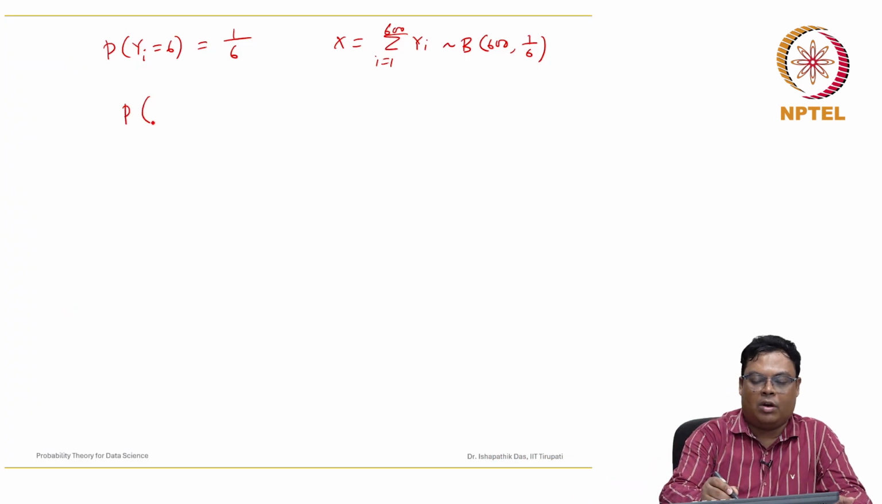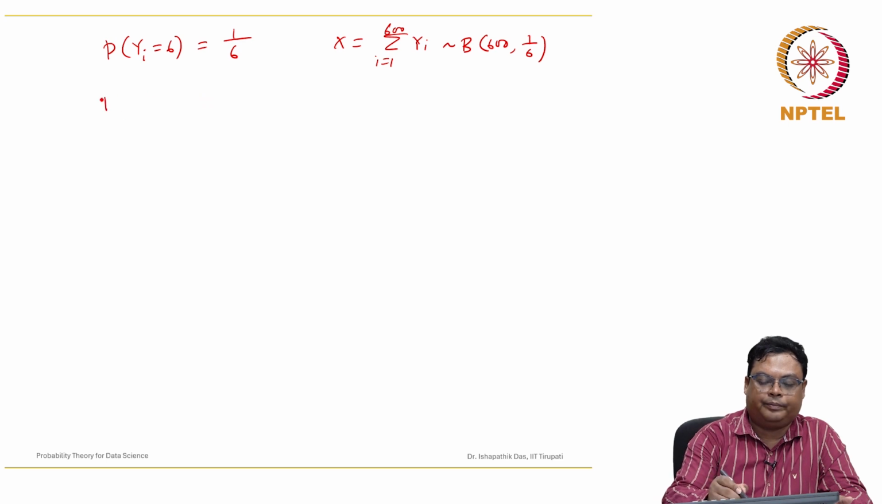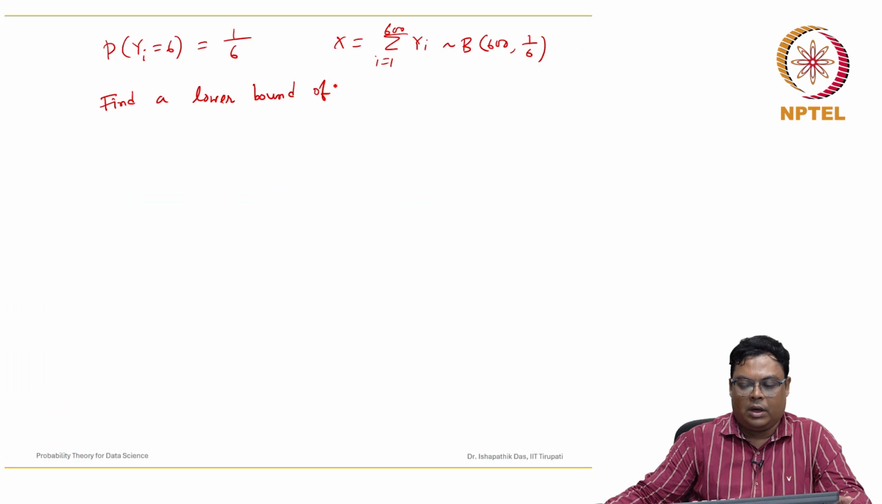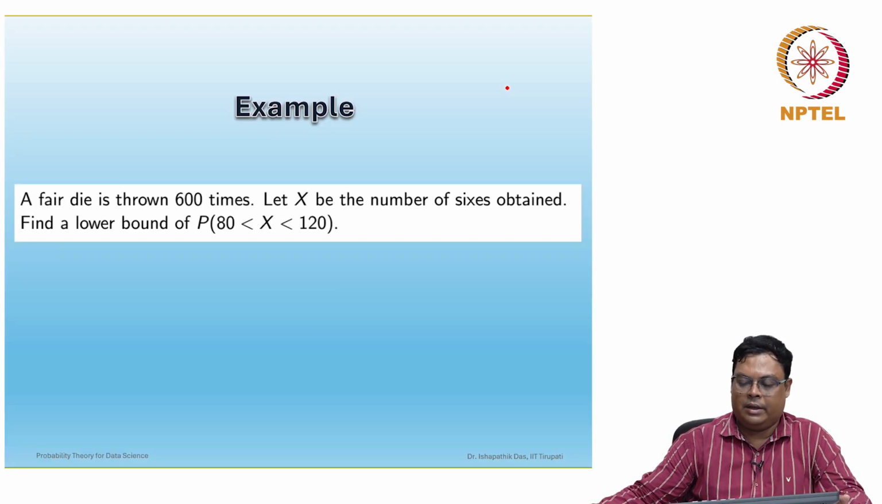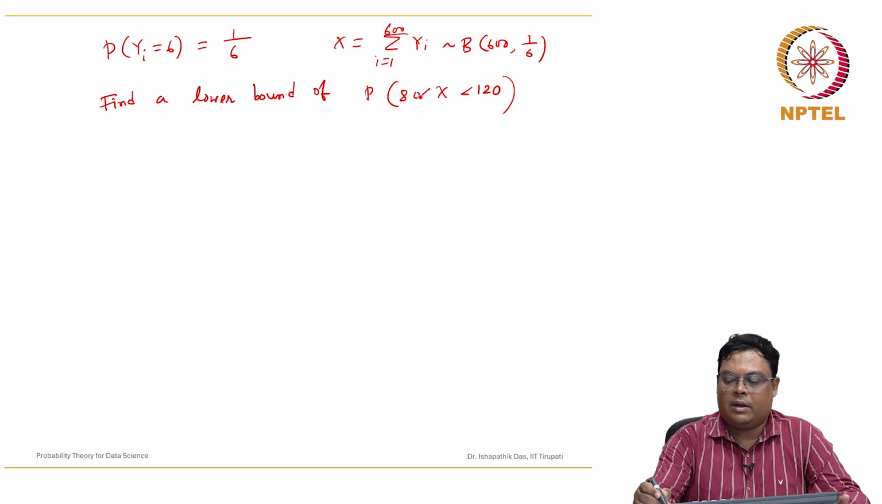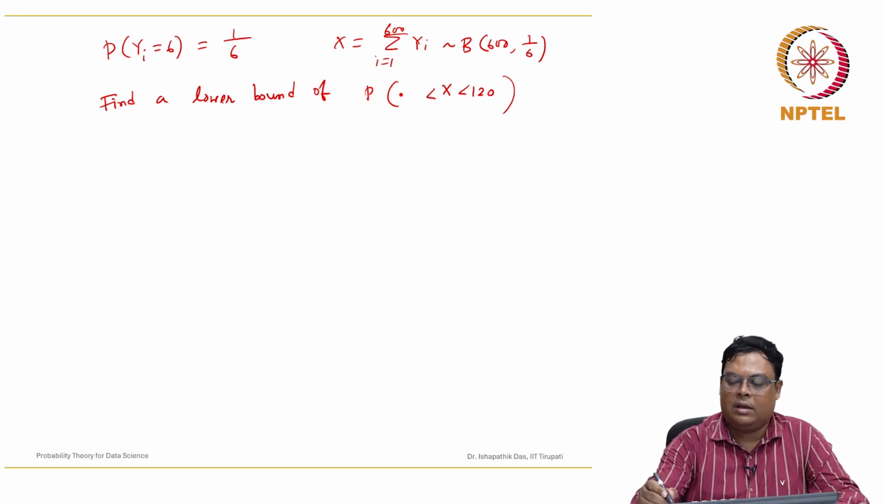So it is asked that we find a lower bound of the probability that X is less than 120 and greater than 80. So now X is less than 120 and greater than 80.